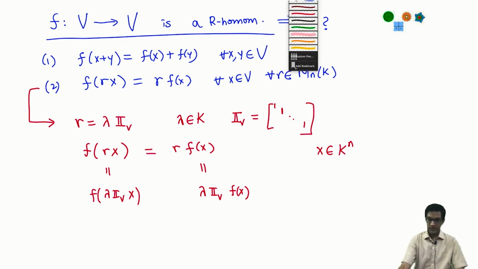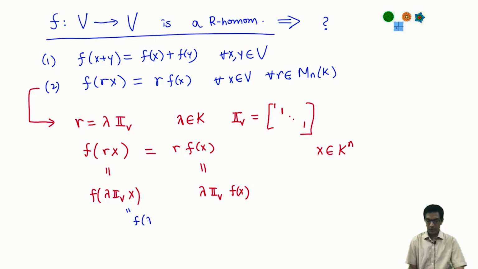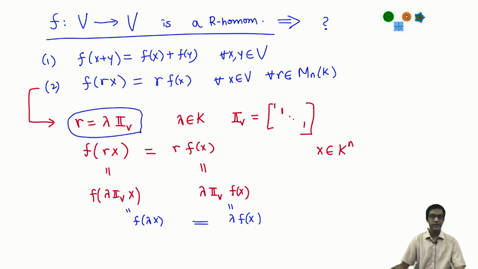So what does that mean? Well, if I multiply identity with x, I get back x. So this is just f of the column vector x multiplied by the scalar lambda. And the right hand side is again identity times fx, it will just give me fx again. So this is nothing but the scalar lambda times fx. So what do I conclude? Well, for these special matrices R, the scalar matrices, I conclude that f of lambda x must give me the same answer as lambda fx, and this should be true for all scalars lambda from the base field K.